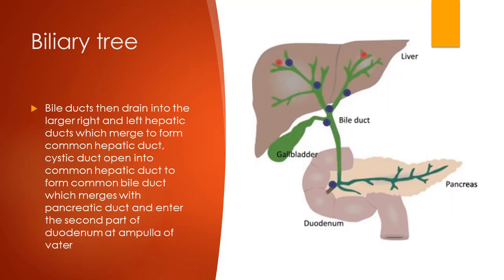The biliary tree starts from when the bile ducts all around the liver drain into the right and left intrahepatic bile ducts. These then leave the liver and so are called extrahepatic bile ducts. They join together to form the common hepatic bile duct. The cystic duct that drains the gallbladder opens into the common hepatic bile duct to then form the common bile duct, which merges with the pancreatic duct to then empty at the second part of the duodenum at the ampulla of Vater that's guarded by the sphincter of Oddi.